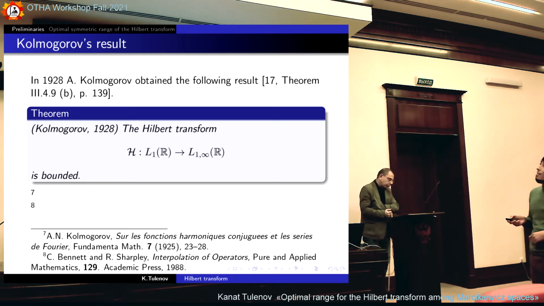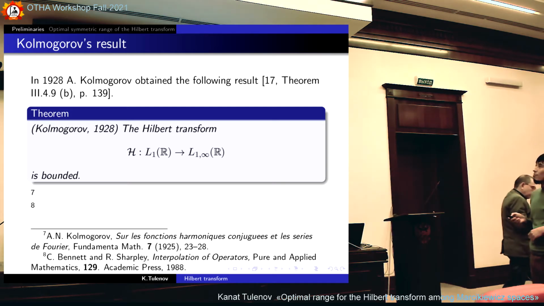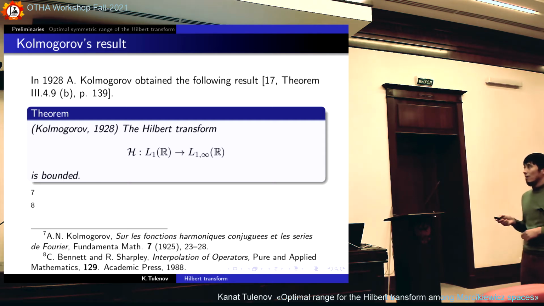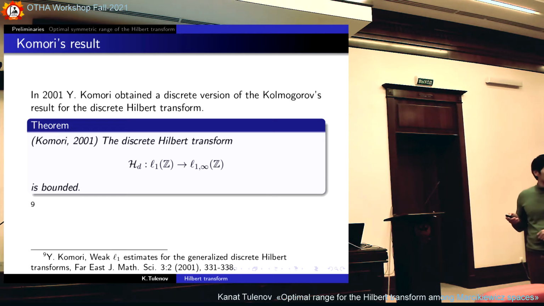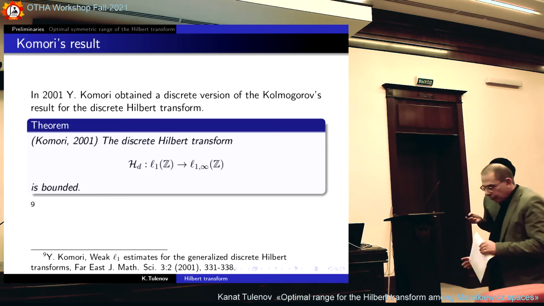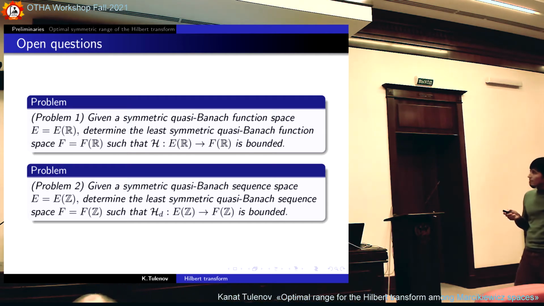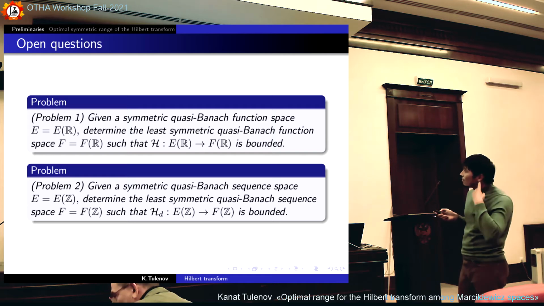But we know Kolmogorov's result, which says that the Hilbert transform H is bounded from L1 to weak L1. Later, in 2001, Komori obtained the discrete version of Kolmogorov's result for the discrete Hilbert transform. So we studied these problems first.